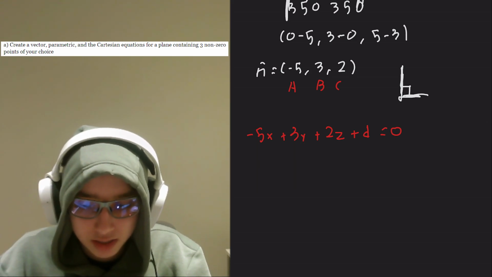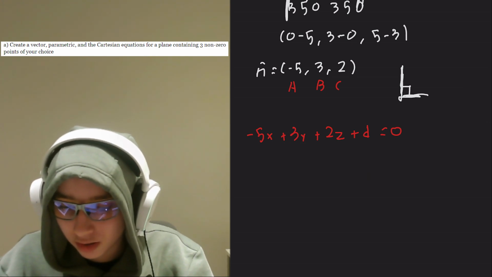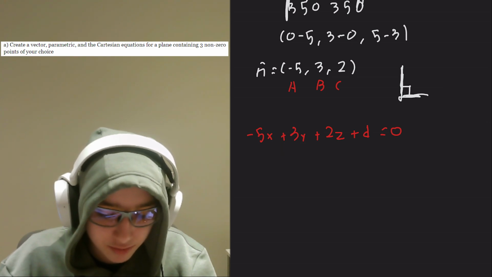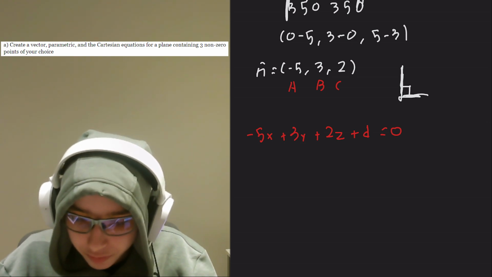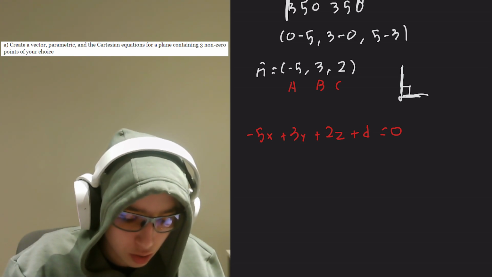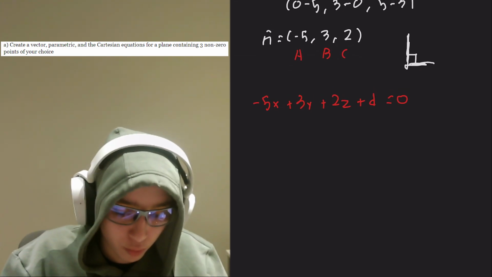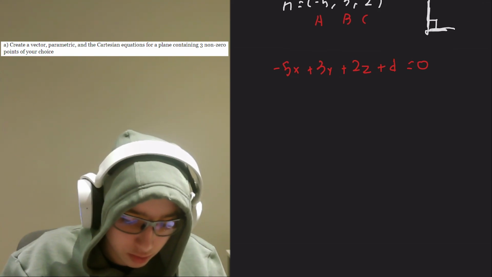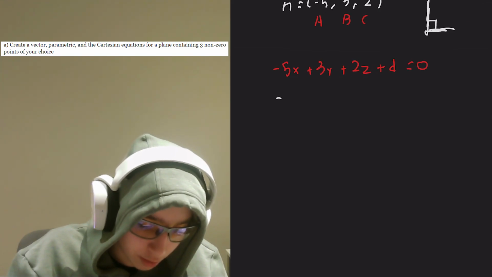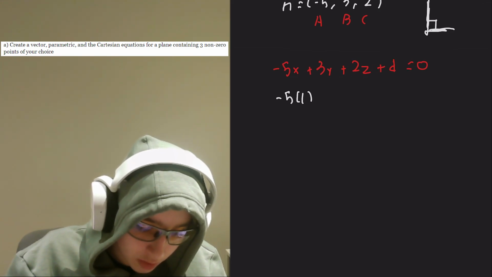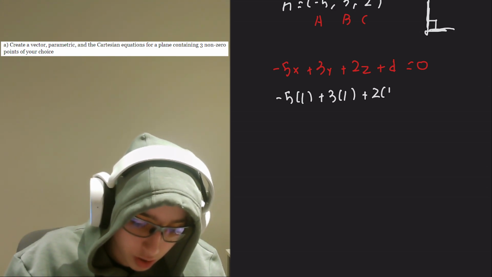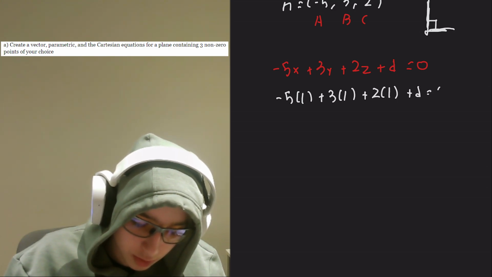And how we're going to do this is we're going to choose a point from earlier, any point works, and we're basically going to plug it into the x, y, and z values and solve for d. So I say to just keep it simple, we'll just use 1, 1, 1, which is one of our points from the very beginning, one of our direction vectors and points, and we'll plug that in right here. It'll be negative 5 times 1, plus 3 times 1, plus 2 times 1, plus d is equal to 0.